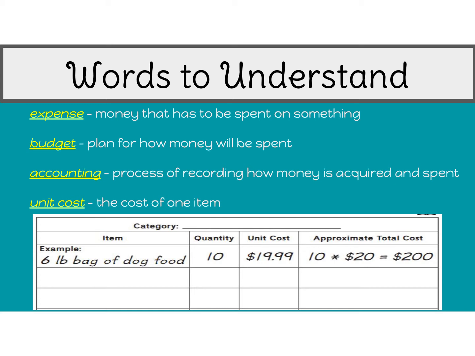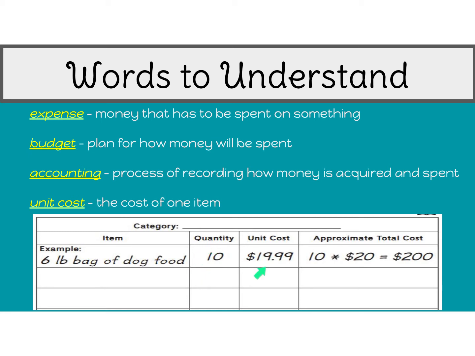So you will be completing a form similar to this at the bottom of the page here, where you're going to put things into categories. So a category may be food, for example, or office supplies, or bedding, or furniture, okay? Then how you're going to write that out is you're going to place the item in this column. So they're giving us an example here of 6-pound bag of dog food. And the quantity, that means they're going to get 10 of those 6-pound bags.